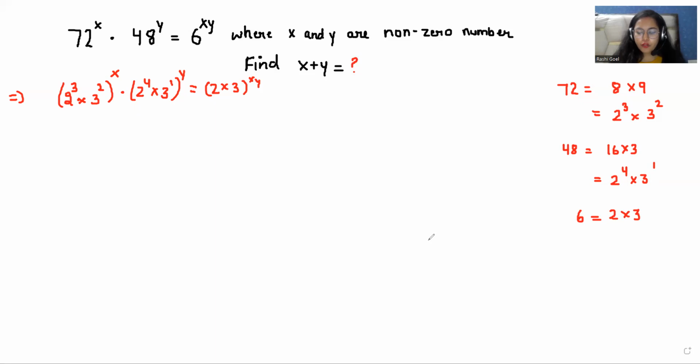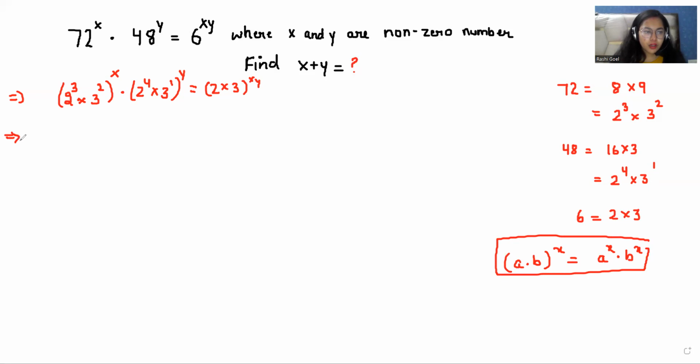Now we have a property of exponents that (a times b) power x can be written as a power x times b power x. So I'm going to apply this rule here. So we can write it as 2 power 3x multiply 3 power 2x multiply 2 power 4y multiply 3 power y is equal to 2 power xy multiply 3 power xy.